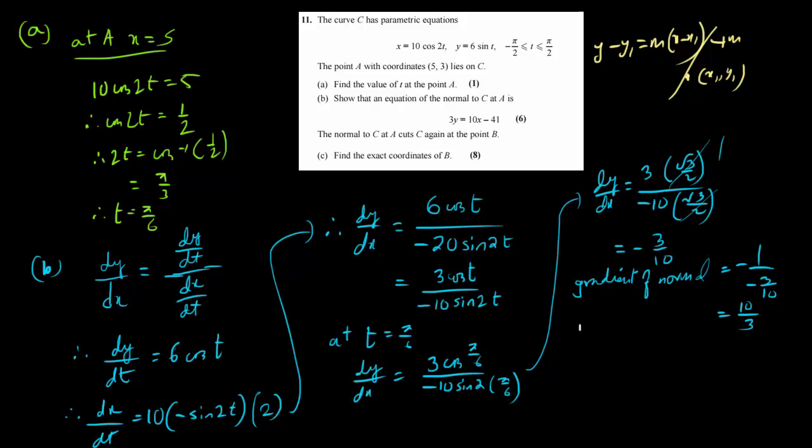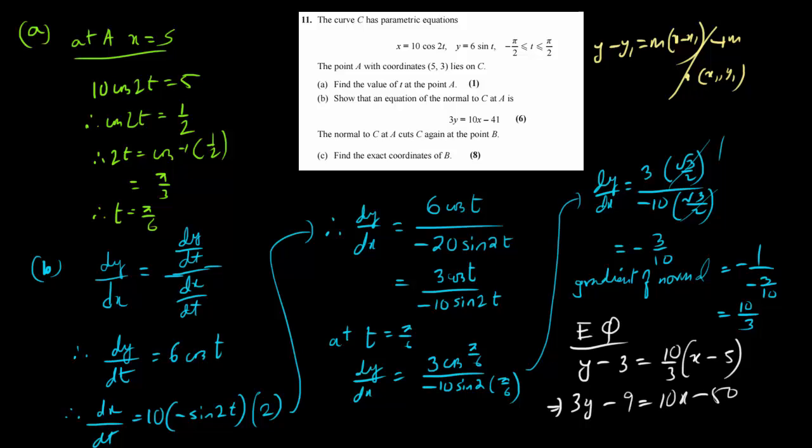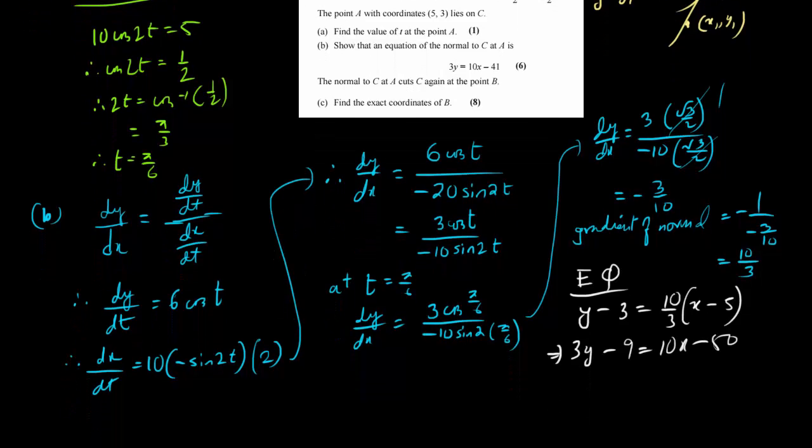So now we can write the equation of the normal line: y minus y1, so the y1 is going to be 3, equals m, which is 10 by 3, times x minus x1, which is 5. If we cross multiply, 3y minus 9 equals 10x minus 50, and our expression is going to be 3y equals 10x minus 41.